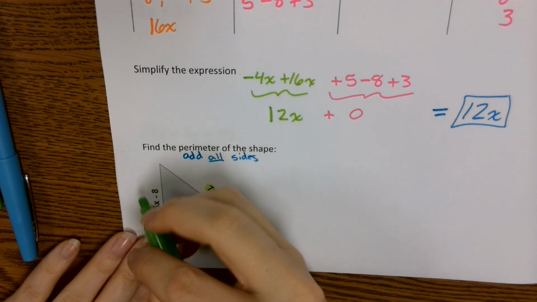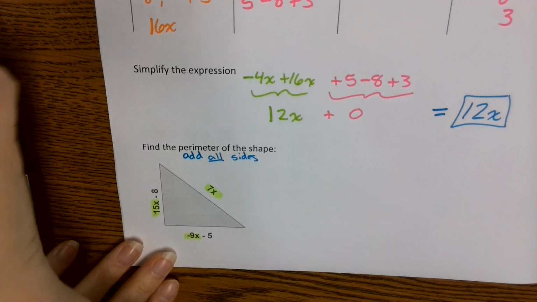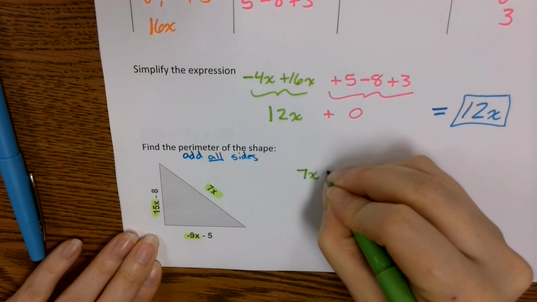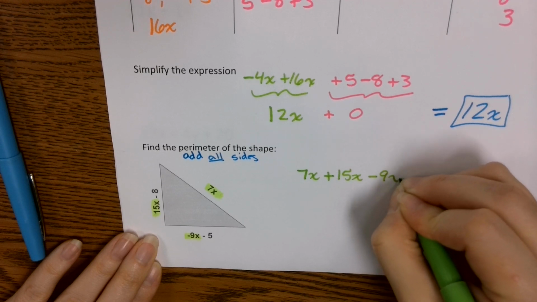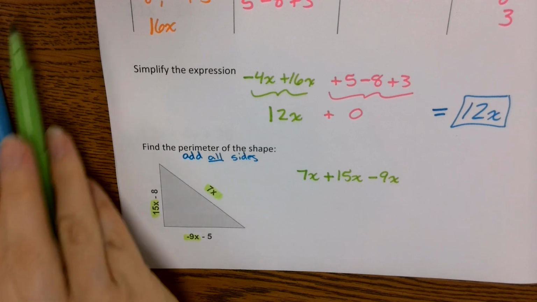Good. We've got 15x, which was a positive, and we've got a negative 9x. So those are like terms that we can combine together. So I can say 7x plus 15x minus 9x. I can put all of them side by side because I'm adding all these terms together.